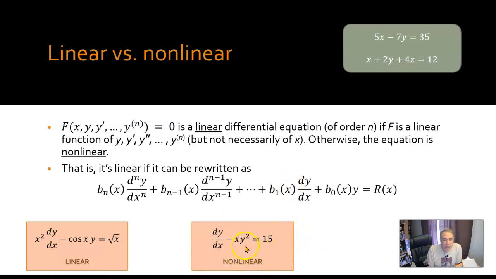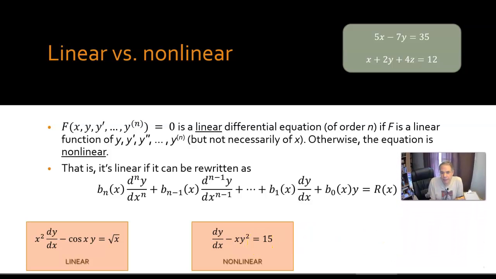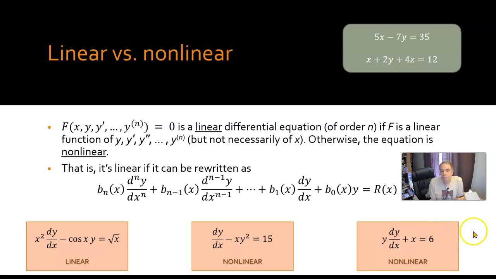Now, here's a nonlinear differential equation, dy dx minus xy squared equals 15. And it's nonlinear because it's got y squared. You can't have y being squared in a differential equation for it to be linear. And then y times dy dx, oh, right away, that makes it nonlinear because you can't have those two things multiplied together. They have to each have their own separate term of the equation.